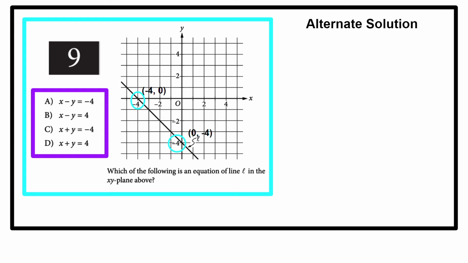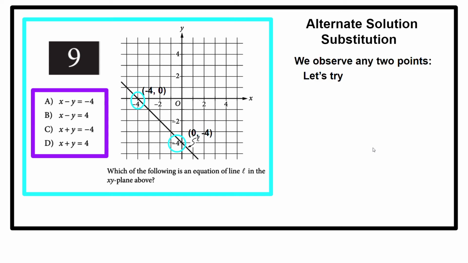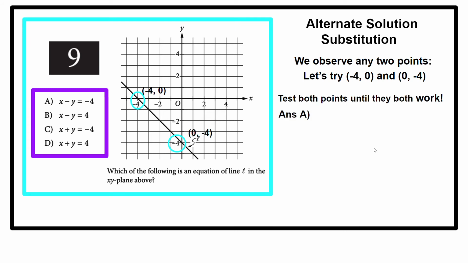if we don't know the equation of the line. As long as we can clarify 2 points on the line, we can substitute those values into the equations. So let's take a look. We observe any 2 points. Let's try points (-4, 0) and (0, -4). We test both points until they both work.